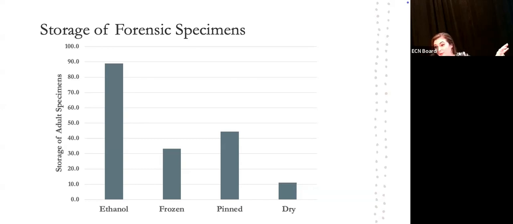Only about 45% of our colleagues are actually pinning any specimens. And about 10% said that they're keeping them dry, meaning that we have piles of beetles and adult flies dry in a vial sitting somewhere in someone's lab. So this was a little alarming, right? We don't have a standard way that we're documenting and keeping our specimens.